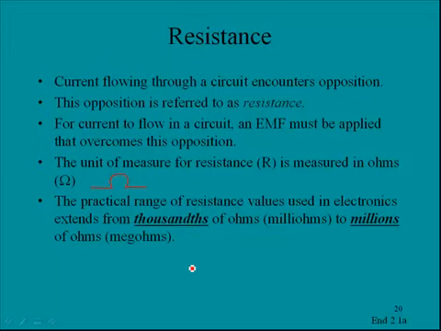Okay, I'm going to stop at this point. We're going to pick up right on the discussion of Ohm's law. Ohm's law is going to show us some relationships between voltage, resistance, and current, and we will be looking at those in the next lesson. This is 2.1a. Please continue on with 2.1b.